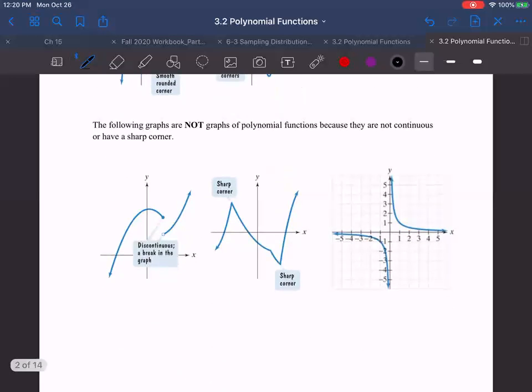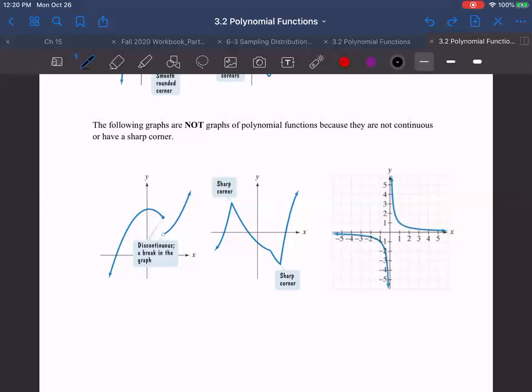Down here, you see examples of graphs that are not polynomials. You can see here, we have a break. We have a jump where it jumps down like that, and we have a hole there. That's not acceptable. Over here, you can see we have sharp corners. That's not going to happen with a polynomial. That means it's not smooth, even though that one's continuous. So the first one isn't continuous, even though it's smooth. The second one is continuous, but it's not smooth. And then this last one is not continuous.